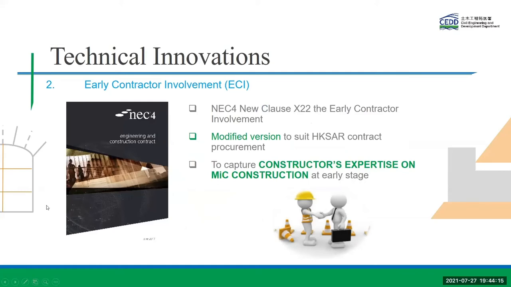There is a new clause X22 in the NEC4 document. However, it is not easy to directly apply this clause in our project as we may have some issues complying with the prevailing requirements for procuring construction contracts in Hong Kong. Instead, we will take the spirit of the ECI and formulate an adequate procurement strategy to achieve the same goal. The details of the implementation plan are being devised at the moment.